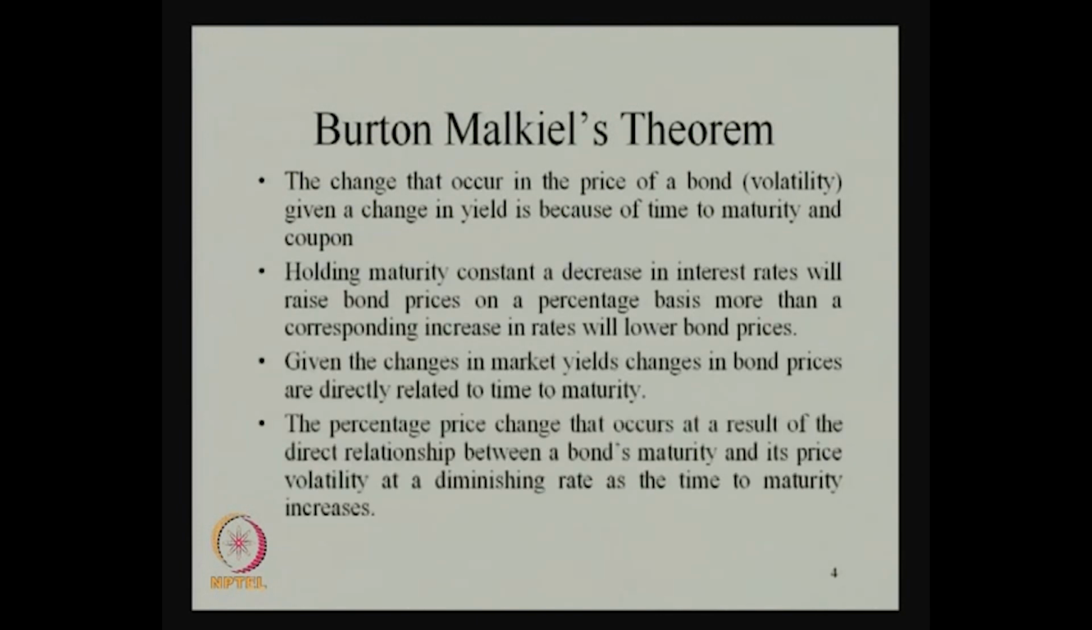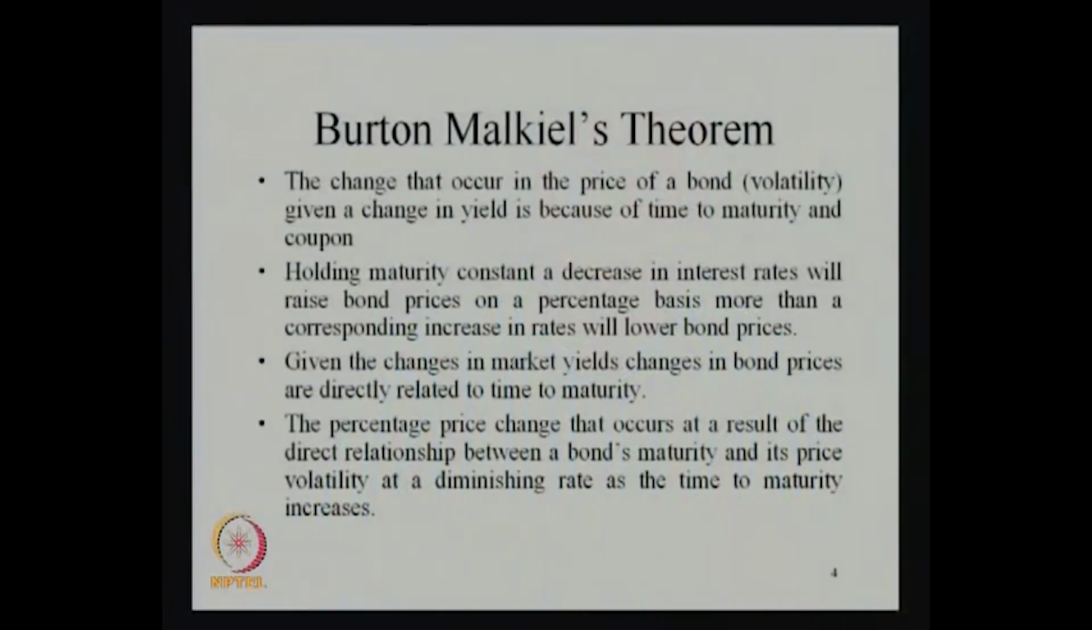If you go through the theorems given by Burton Malkiel, it will be more clear. Burton Malkiel says that the change that occurs in the price of a bond, which is what we mean by volatility, given a change in yield, is because of time to maturity and the coupon. In 1962, Malkiel explained these things in theorem form: the different characteristics of bond price volatility and the factors which affect it.